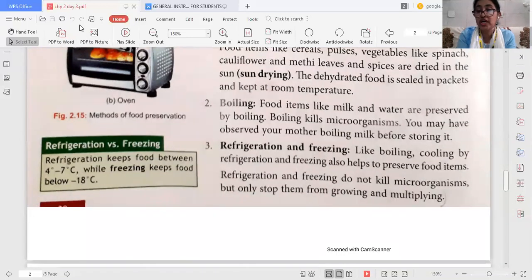Why? To kill the microorganisms which are present there and to preserve it for the whole day for consumption. The food items like milk and water are preserved by boiling, because boiling kills microorganisms.